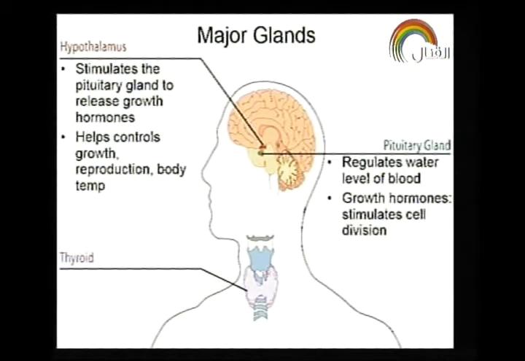The pituitary gland has a very important function in your body because it controls the secretions of the other glands. So we call it the master gland. Why do we call it the master gland? Because it secretes a group of hormones that control the other glands inside your body.